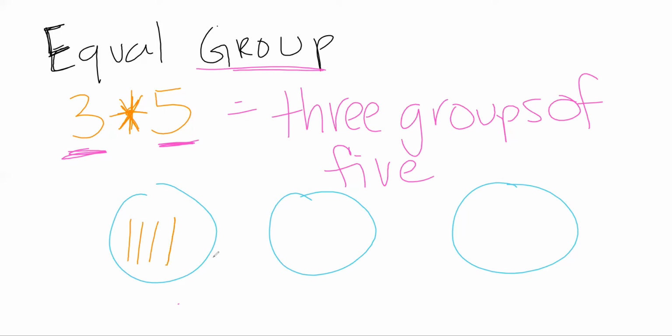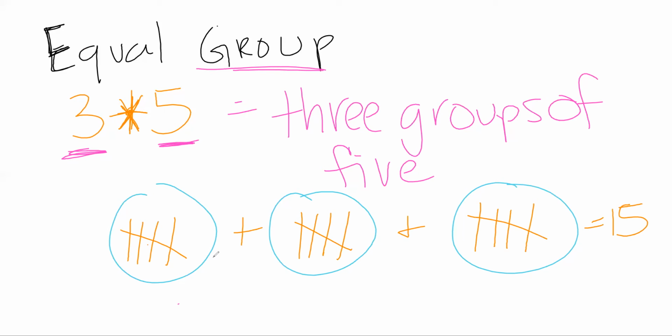1, 2, 3, 4, 5. 1, 2, 3, 4, 5. 1, 2, 3, 4, 5. And again, you could look at this anyway. Like if these were digits, it would be repeated addition. 5 plus 5 is 10 plus 5 equals 15. Or you could skip count it, 5, 10, 15. You're going to get 15 again. So this is another way to model it, modeling it in equal groups.